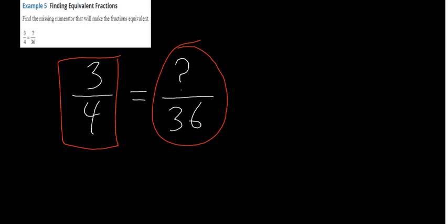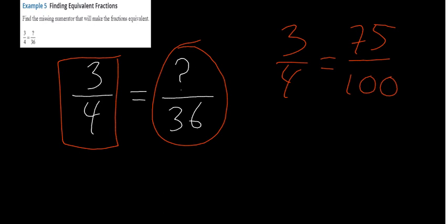3/4 and 75 over 100, they're equivalent, right? Because 75 over 100 is 3/4, right? 75 is 3/4 of a dollar. 75 cents rather. It's 3/4 of a dollar. They are indeed equivalent. So that's what we're trying to do here. How do we figure out what that question mark is?